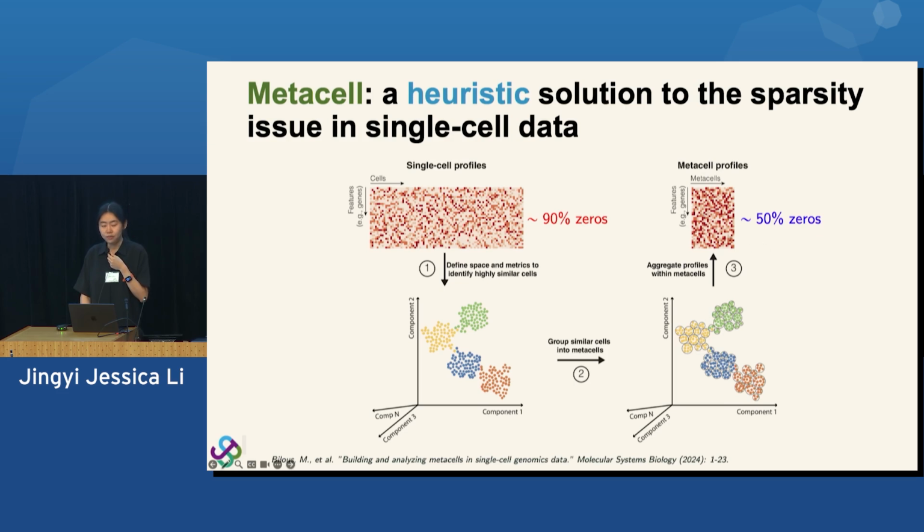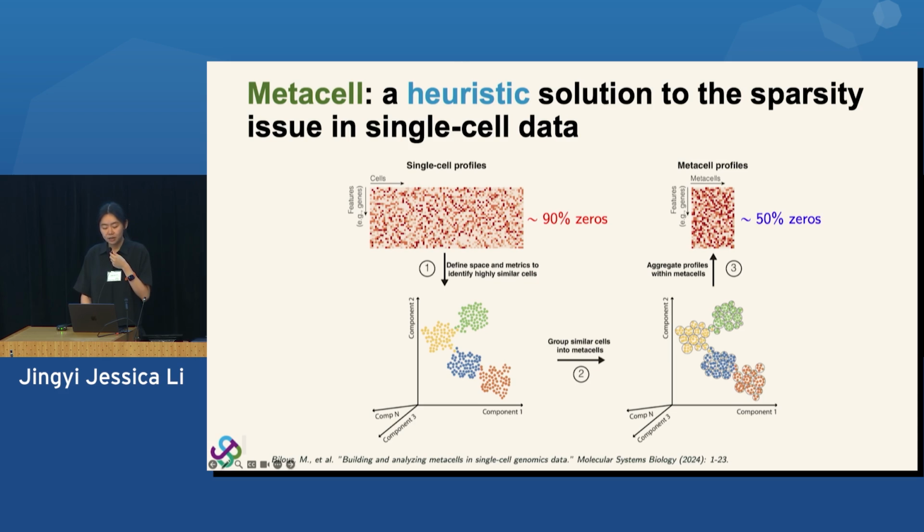As you can imagine, such aggregation would largely reduce your zero proportion, because as long as one gene has a non-zero value in one of the cells included in the metacell, then this gene will be non-zero in the metacell profile. Another advantage is that with this aggregation, your metacell number would be much smaller than your single cell number, so you can also reduce the computational burden.